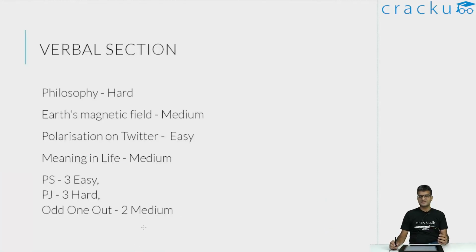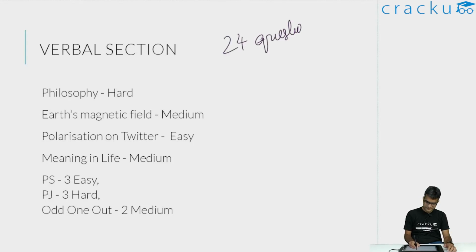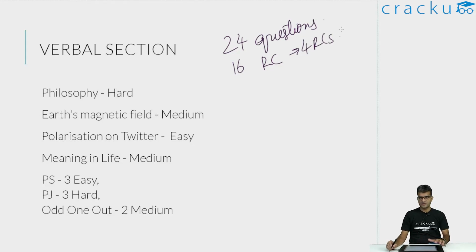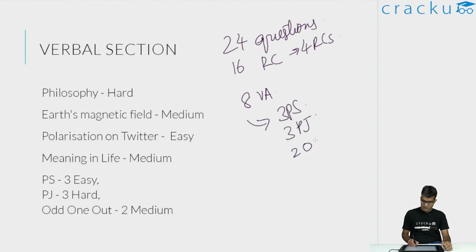The verbal section of DashCAT-9, like most of the mocks, has 24 questions. Out of those 24 questions, we have 16 questions in RC. That is, there are 4 reading comprehensions. Each of them has 4 questions, so there are a total of 16 questions, and there are 8 verbal ability questions. These 8 verbal ability questions come from 3 para summaries, 3 para jumbles, and 2 odd one out.